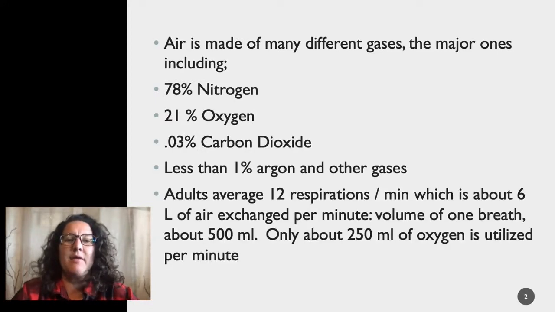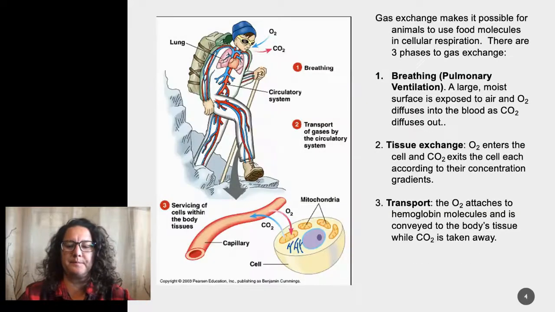So air is made up of many different gases. Predominantly, it is nitrogen, so 75, 80% nitrogen in the atmosphere, about 21% oxygen and 0.03% carbon dioxide. And then less than 1% are argon and other inert gases that don't react with anything and don't change at all. On average, adults have about 12 respirations a minute, which is about 6 liters of air exchanged per minute. The volume of one breath is about 500 milliliters, and then doing the math, only about 250 milliliters of oxygen is utilized per minute.